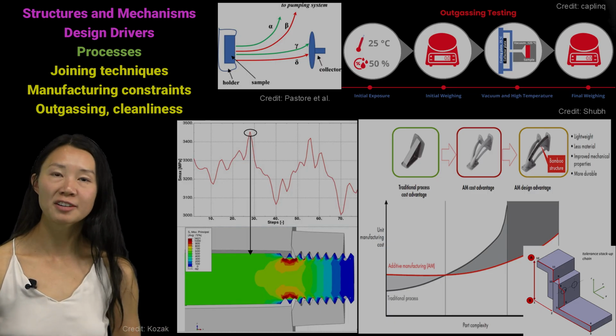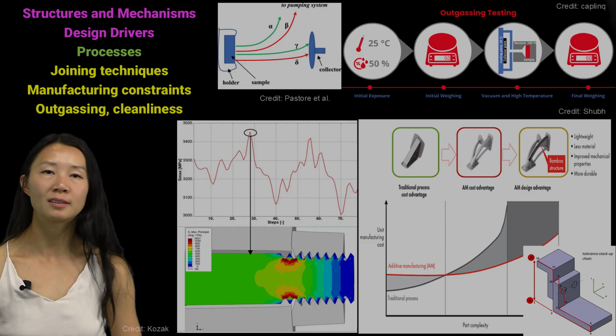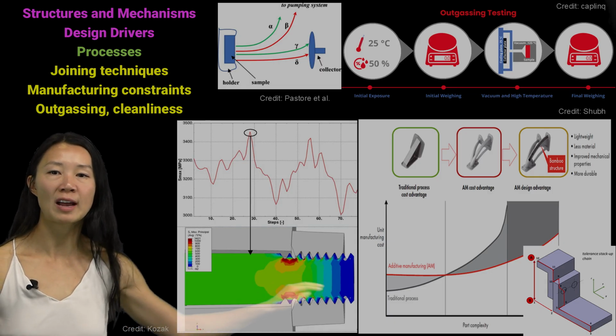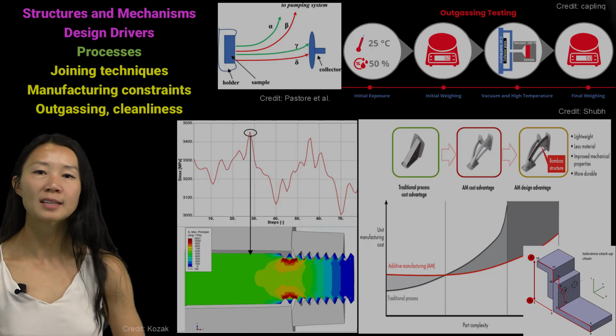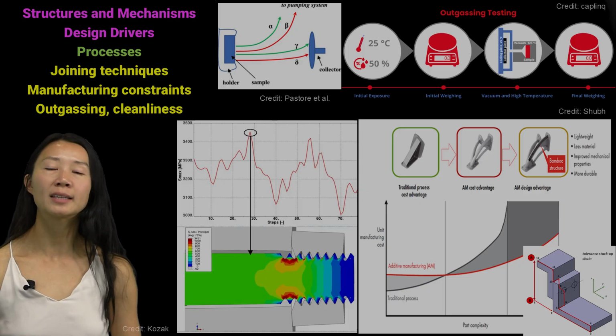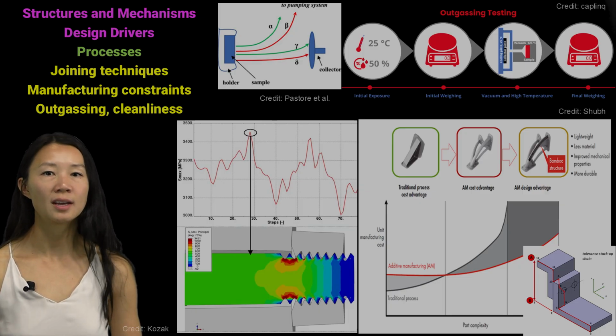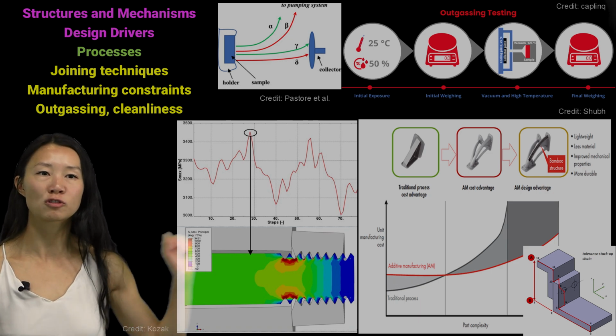Let's talk about manufacturing constraints. On the bottom right, we can see a comparison of traditional versus additive manufacturing processes. Notice how traditional manufacturing becomes more expensive as parts grow more complex. That's the dark gray line. Additive manufacturing, shown in red, handles complexity more efficiently, allowing for lighter, more integrated parts like the bamboo structured bracket shown above.